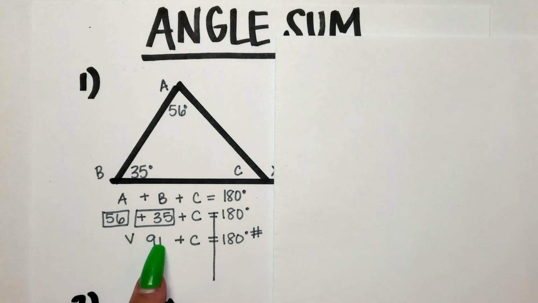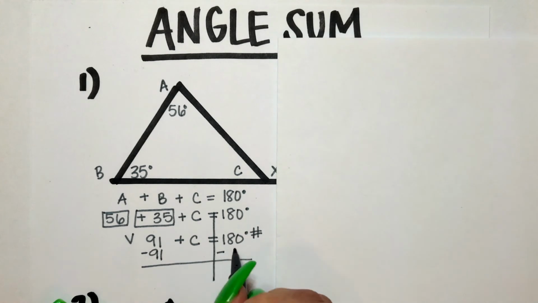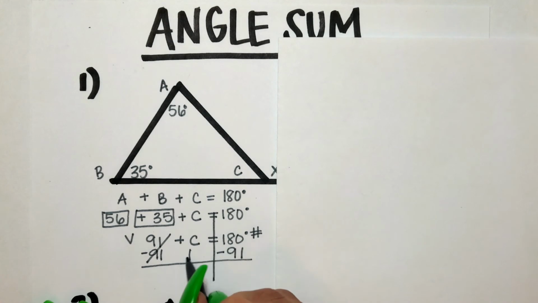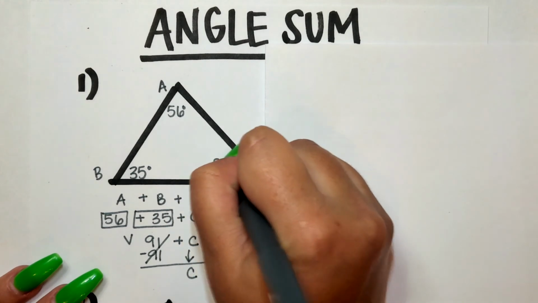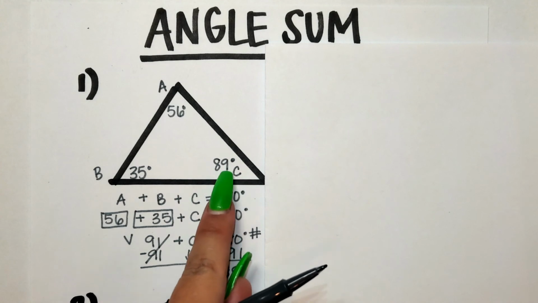So now I want to get rid of this number here and I want to bring it over to the other side. So right now it's a positive. So I'm going to subtract 91 on both sides. My 91s cancel and I'm left with C. And 180 minus 91 is 89. So my angle C is 89 degrees. So first I solved for my interior angle.